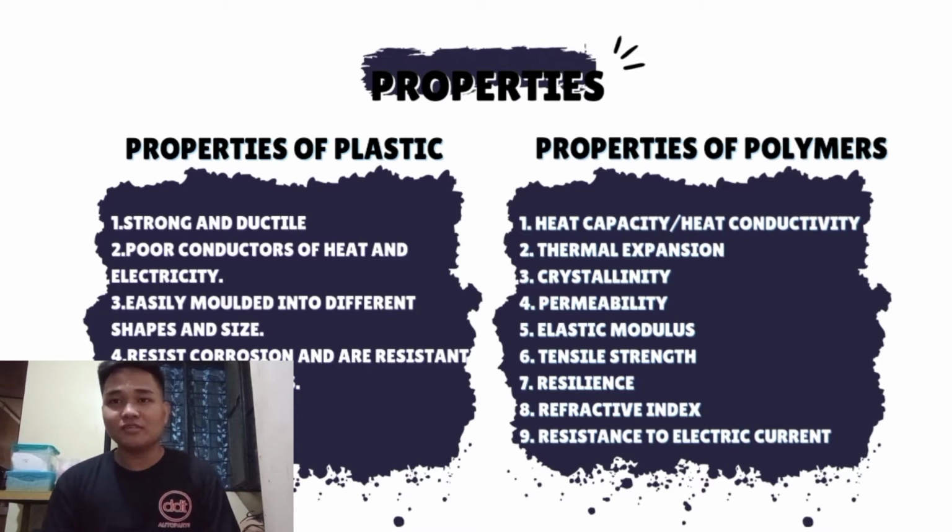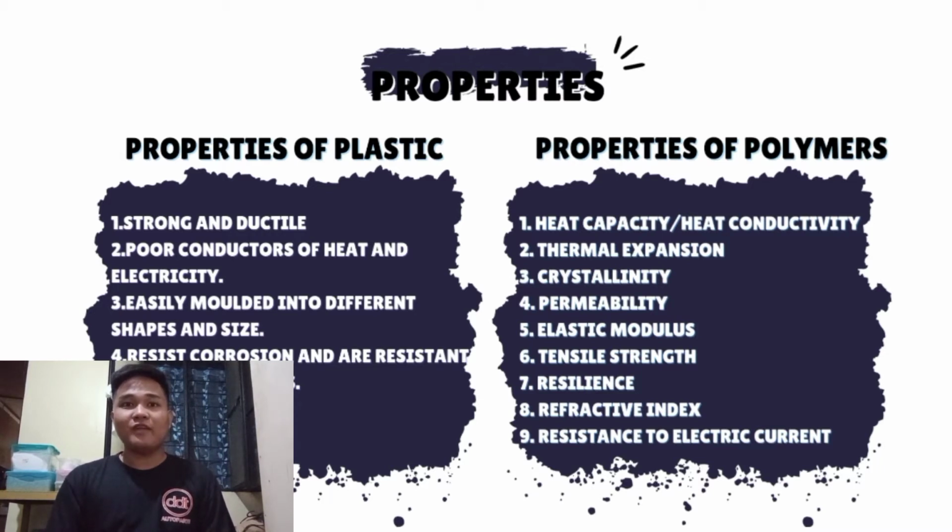Today I will discuss to you some importance of polymers. Heat capacity or heat conductivity is the extent to which the plastic or polymer acts as an effective insulator against the flow of heat. This means the stiffness of molecules decides whether a polymer is a good conductor of heat. Thermal expansion. This property is the extent to which a polymer expands or contracts when subjected to heat and cold is measured.